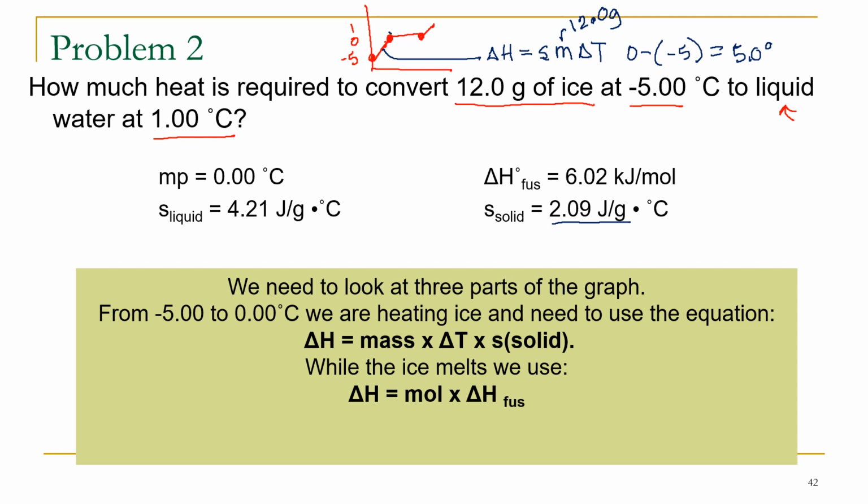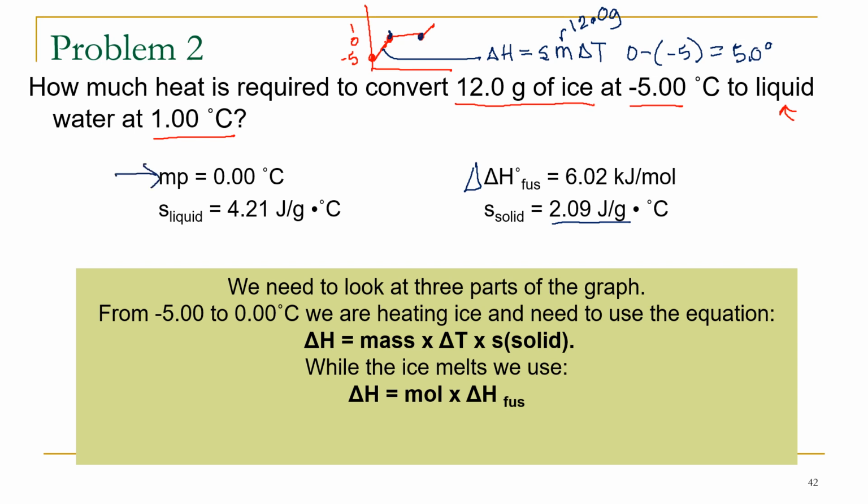Then we need to find the amount of energy needed to melt the ice. So that is how many moles of ice we have times the delta H of fusion, and I think I'm missing my delta here. The delta H of fusion is 6.02. And then, like I said, we need to have delta H equals S M delta T, but this time we need to have the S of the liquid. And this is just given to you so that you know the melting point.